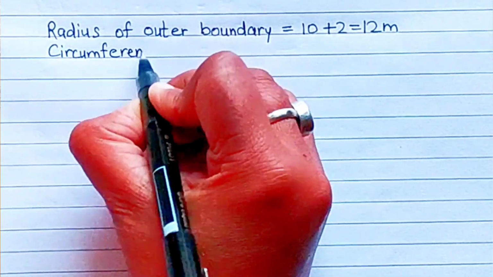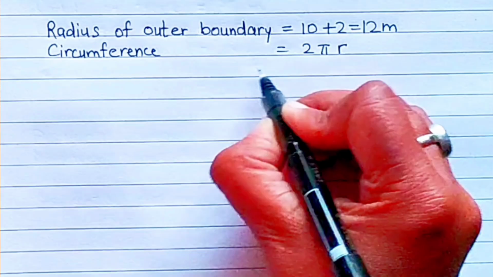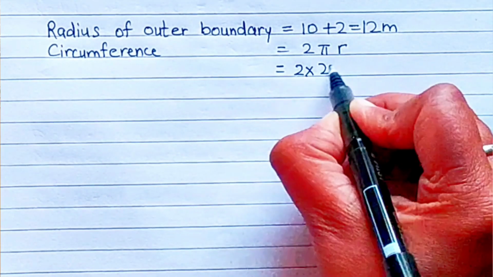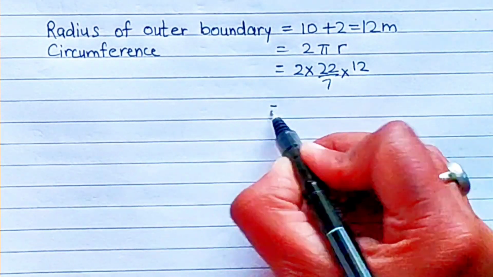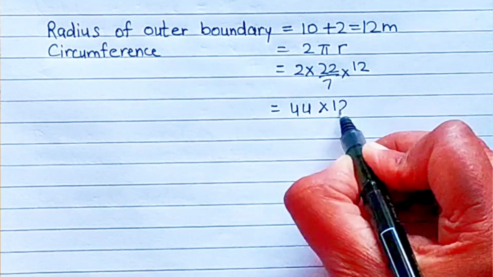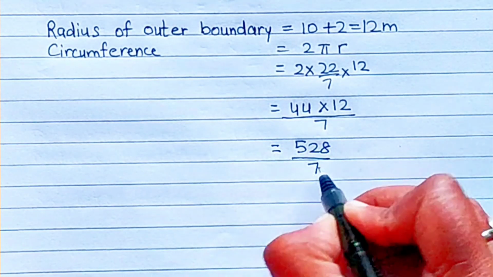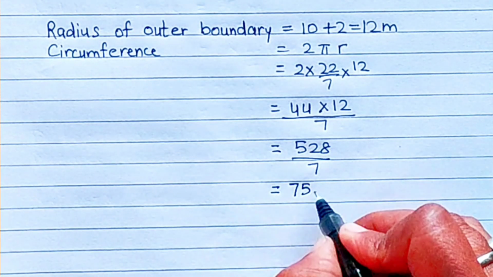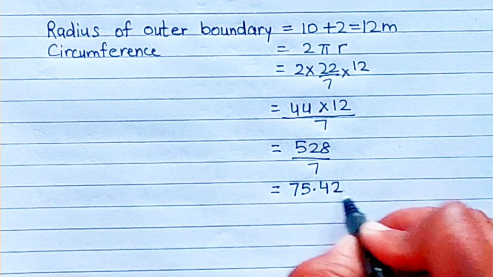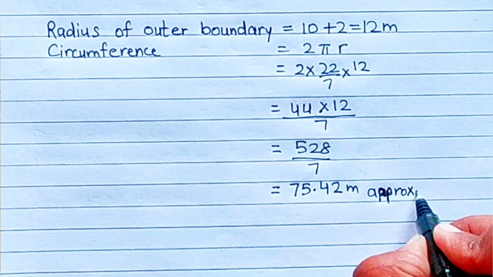Now we will find the circumference, which is equal to 2 pi r. That means 2 multiplied by 22 by 7 multiplied by 12. 2 multiplied by 22 multiplied by 12 is equal to 528 upon 7, which is equal to 75.42 meters approximately. So just 2 extra meters and the entire answer changes.